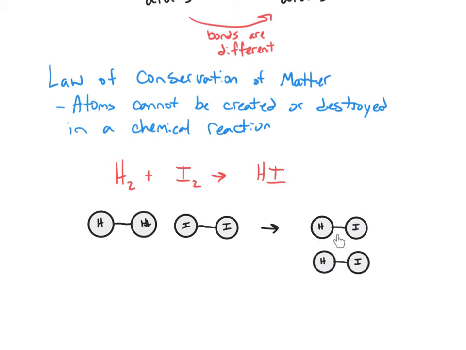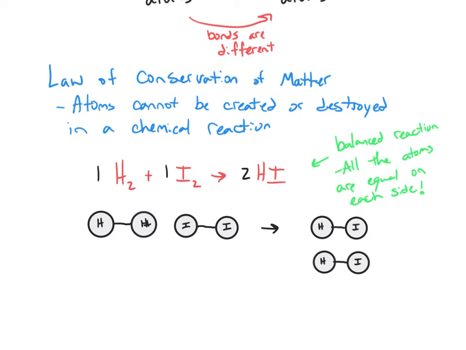And when I double this molecule, when I create two molecules instead of just one, now I have two hydrogens on the left and two hydrogens on the right. I have two iodines on the left and two iodines on the right. So when I go back up to this reaction right here, I put numbers in. I count how many molecules I have of each one. Well, I have one hydrogen molecule, I have one iodine molecule, and I have two of these HI molecules. And now I have a balanced chemical reaction.